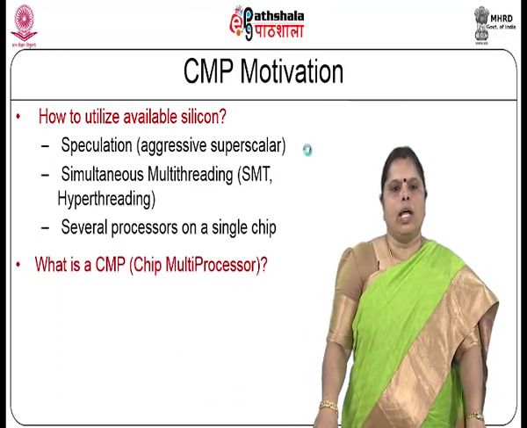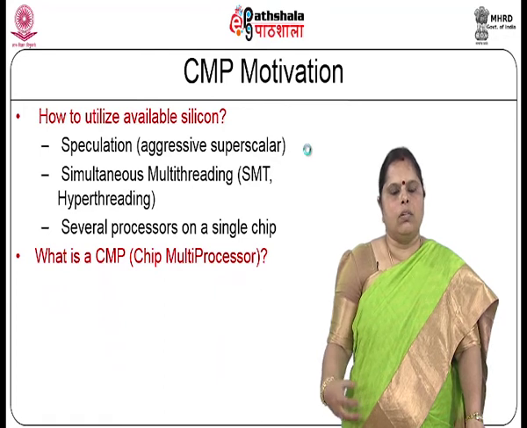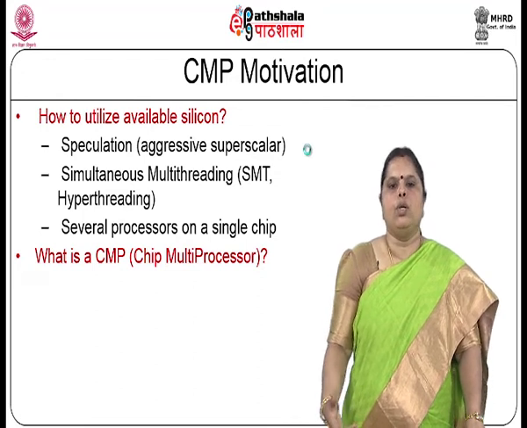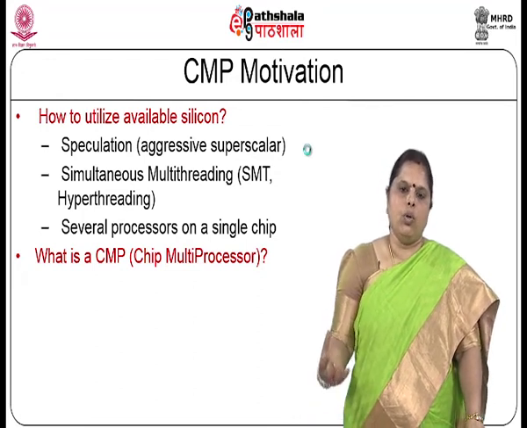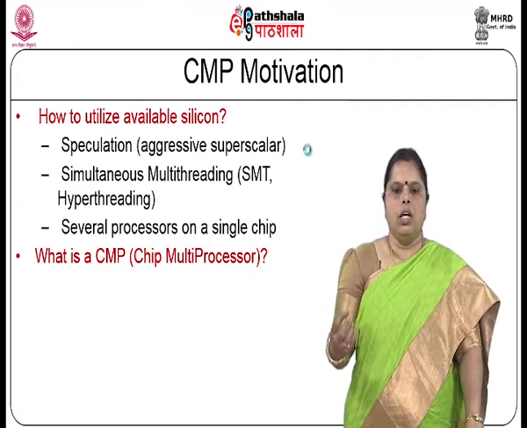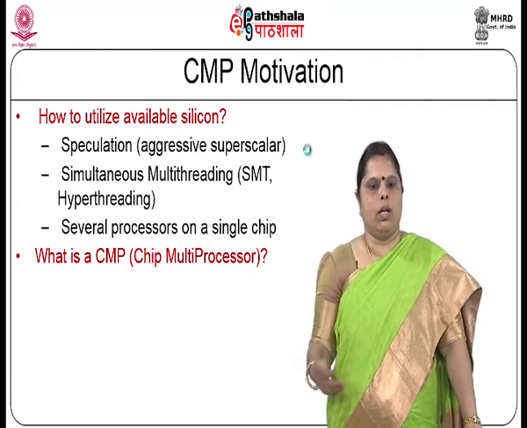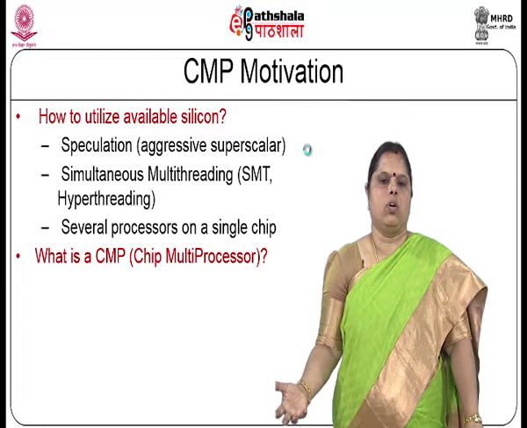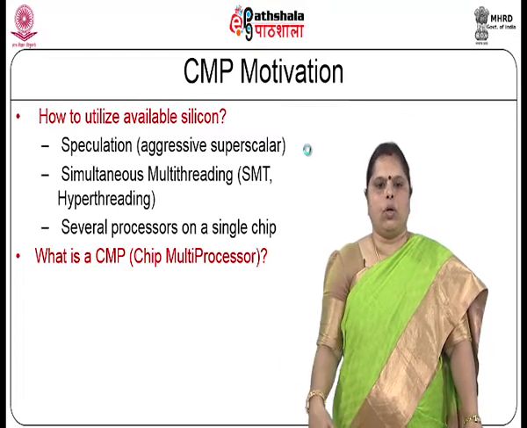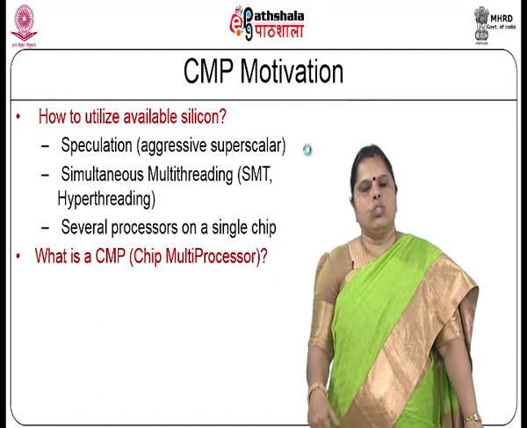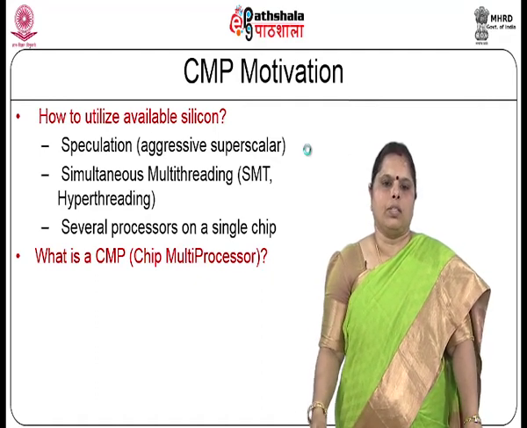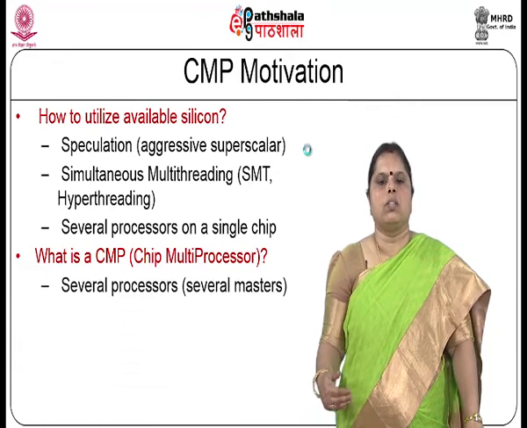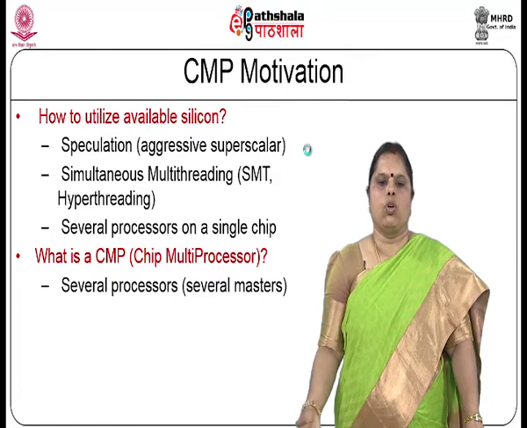The other way of looking at it is, can you have several processors on a single chip? So, there are different ways of trying to utilize the available silicon. Are you going to look at just one core of execution and make that more and more powerful by bringing in all complicated techniques, or are you looking at several processors on a single chip? That is also another way of utilizing your available silicon. Chip multiprocessors basically take the second approach, where a chip multiprocessor is nothing but having several processors on a single chip, or several cores on a single die.